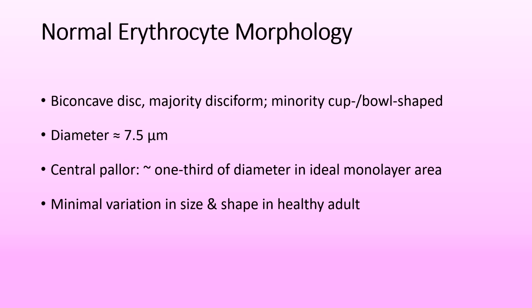A typical normal red blood cell is a discocyte, which is a biconcave disc. On a well-made peripheral smear in a monolayered zone, it appears round with a central pallor area occupying one-third of the diameter. The average size is roughly 7 to 7.5 microns. In a healthy adult, the RBC population will show a slight variation in the size and the shape, and this boring uniformity is usually a good sign.